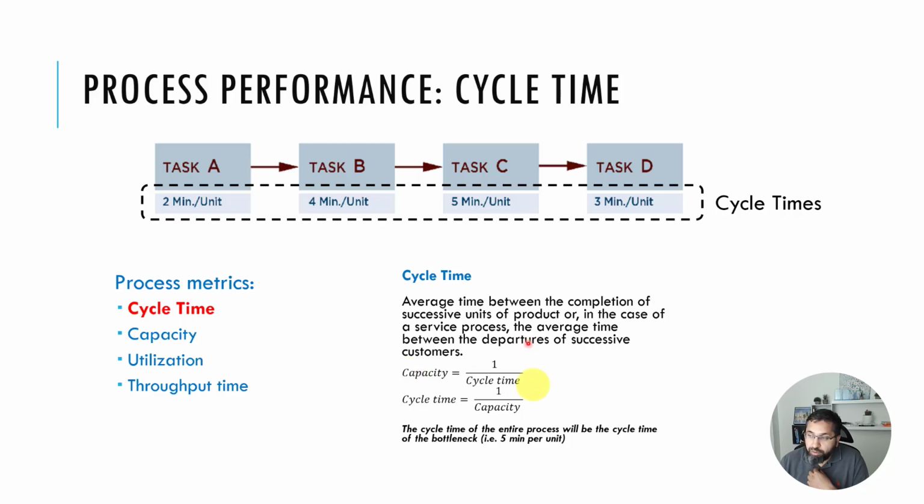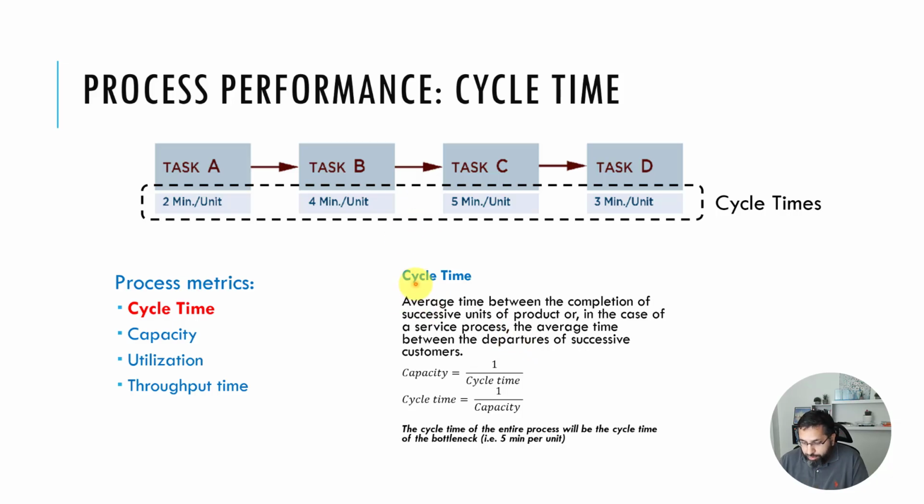So you can then multiply by constants to convert the unit of capacity from units per minute to units per hour or units per day. Okay, but the actual formula is just 1 over cycle time, where the units are kept. So if cycle time is in minutes, capacity will be units per minute. If cycle time is in seconds, capacity will be units per second.